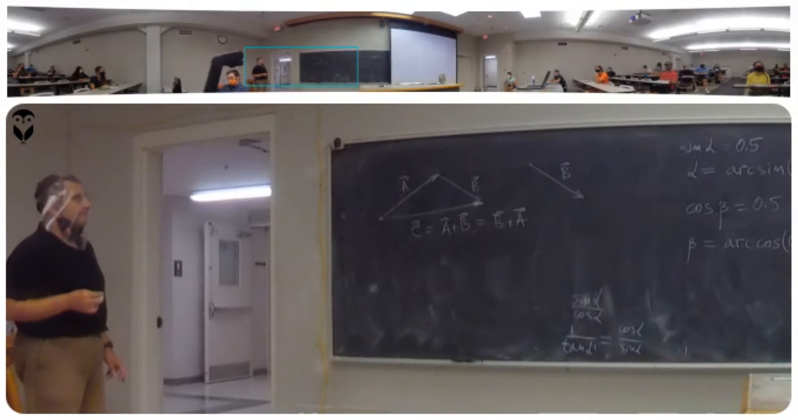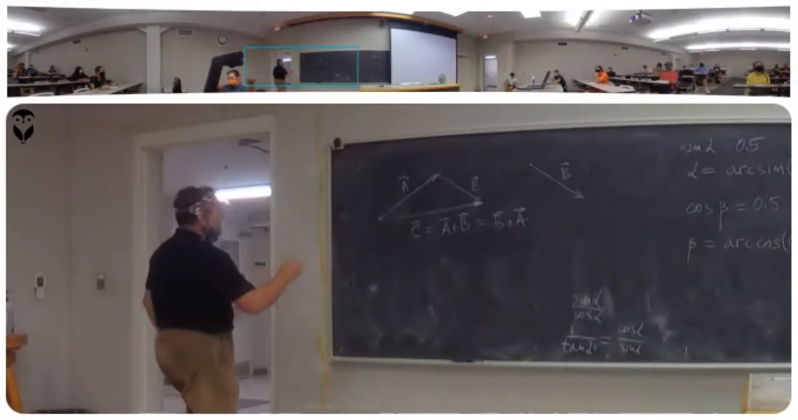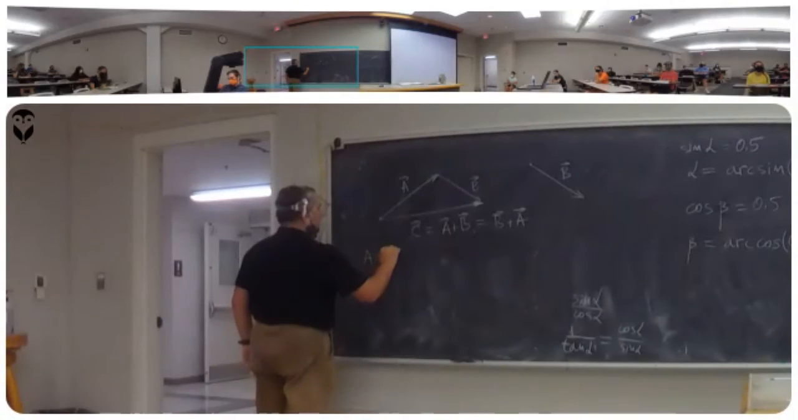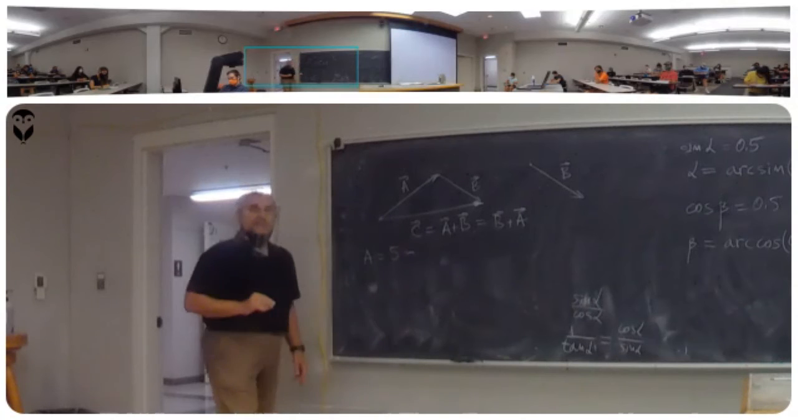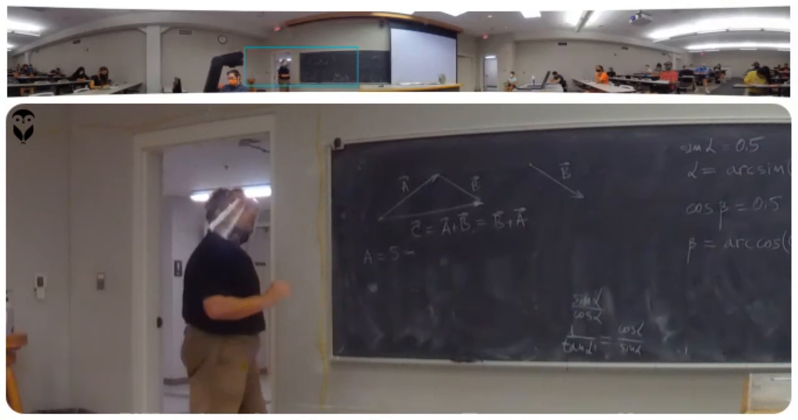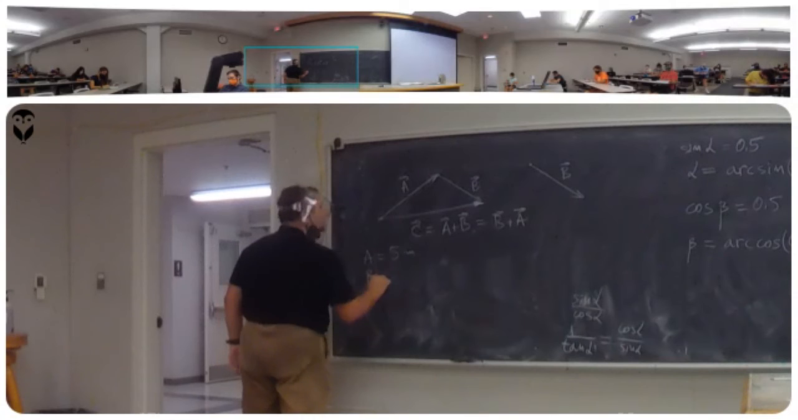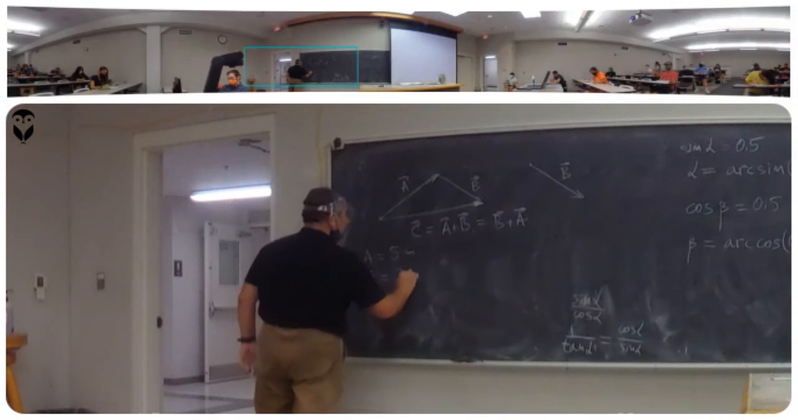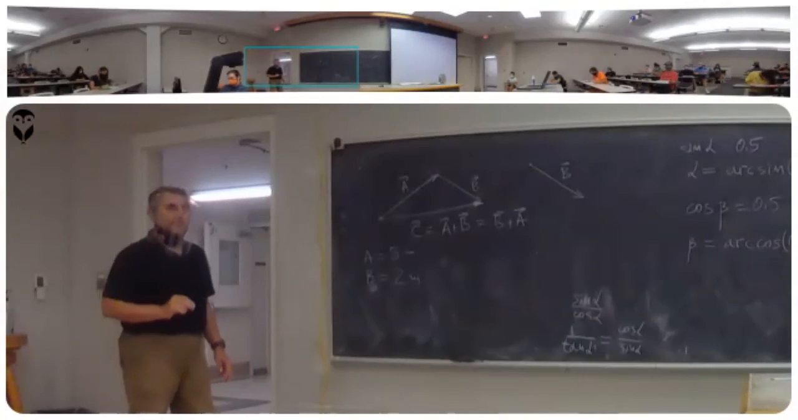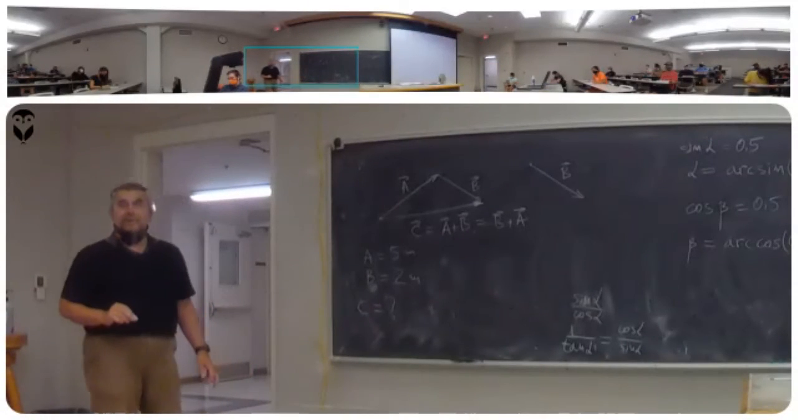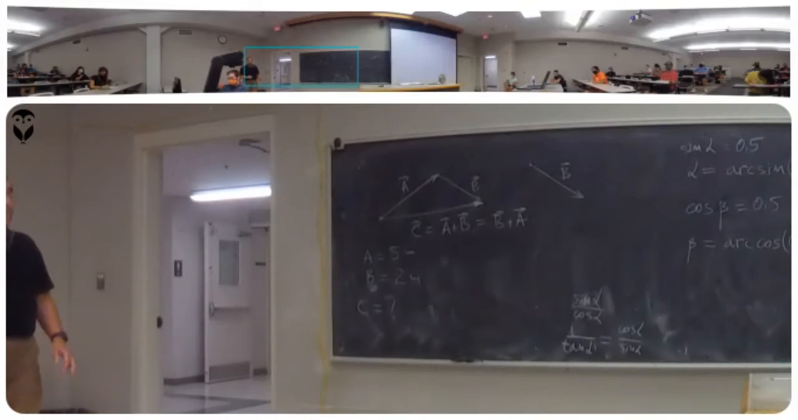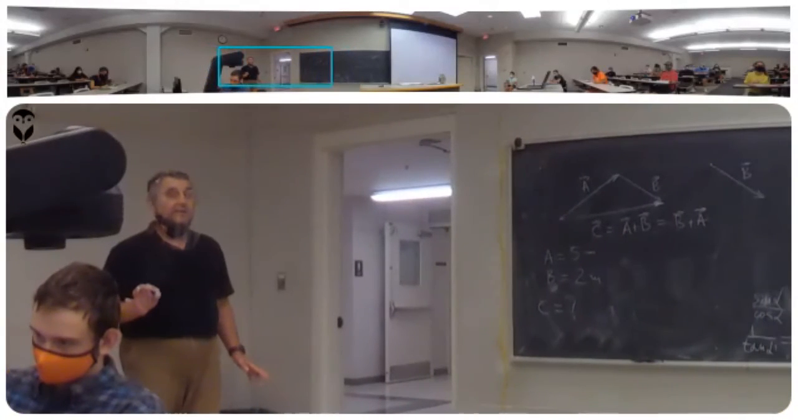Okay, let's say that the magnitude of vector A is 5 meters, or whatever, let's say meters. Let's say that the magnitude of vector B is 2 meters. What is the magnitude of vector C? 7. Well, it would be nice if the magnitude of vector C was 7. And it could be, actually.